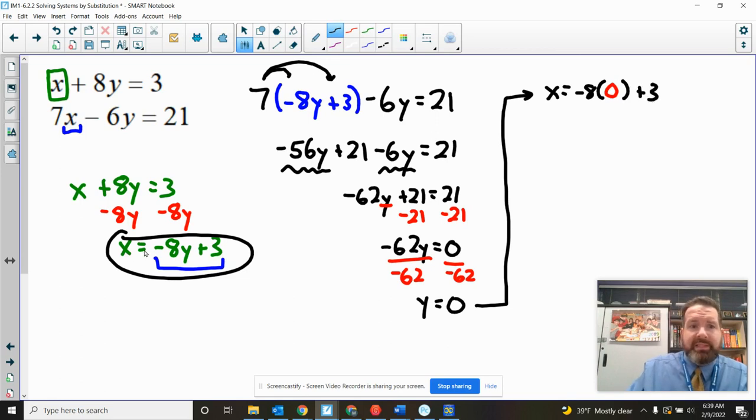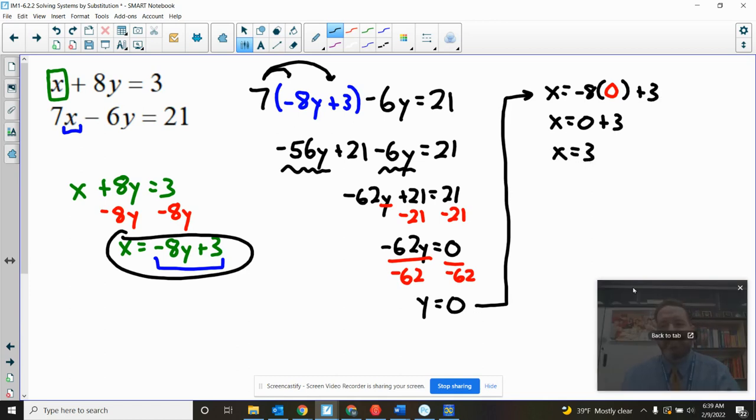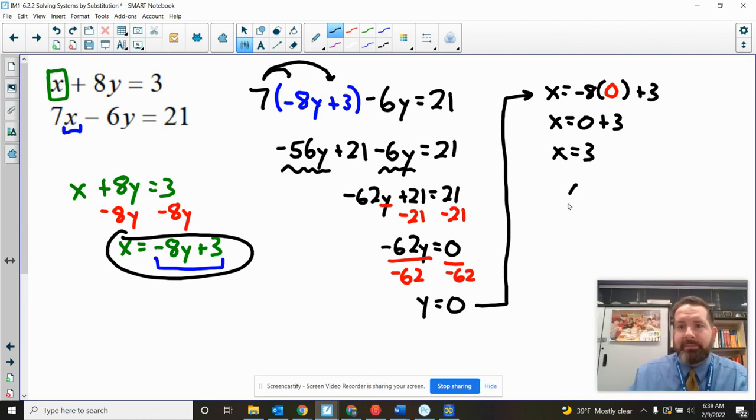It's 3. So x equals -8y plus 3. X equals -8y, which we know is 0, plus 3. Then simplify. -8 times 0 is 0. 0 plus 3 is just 3. Now, when you're writing your solution, write it as an ordered pair. The x number first and the y number second.